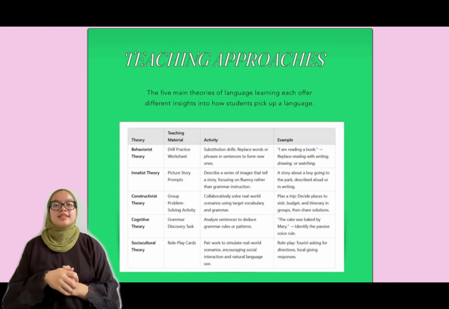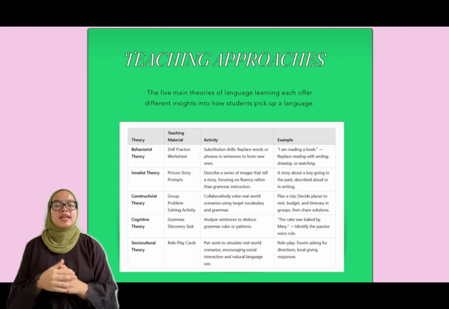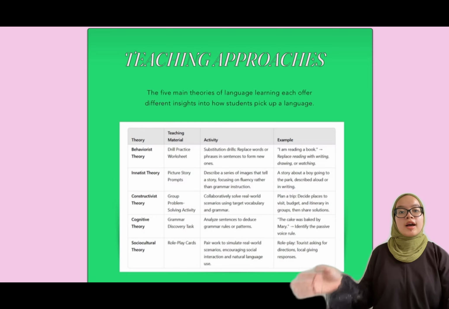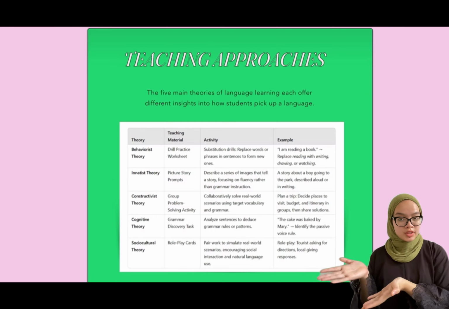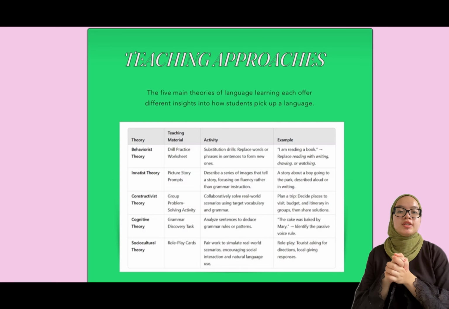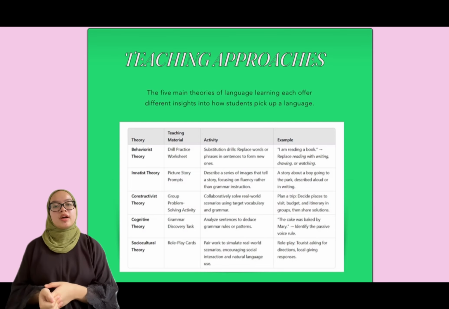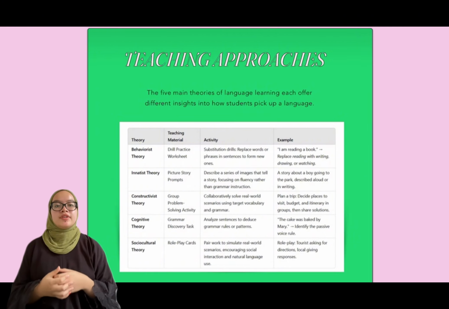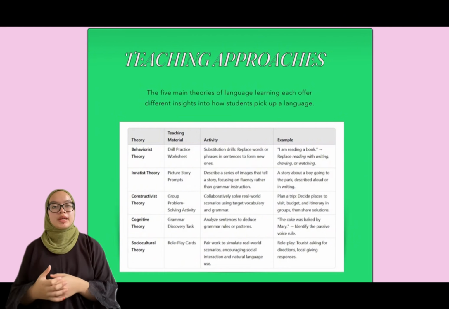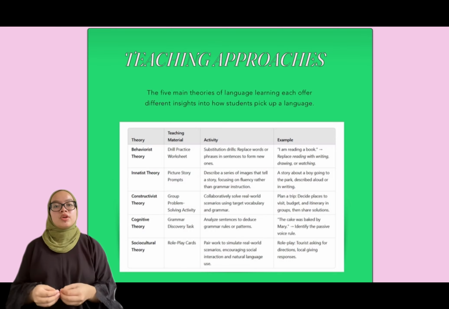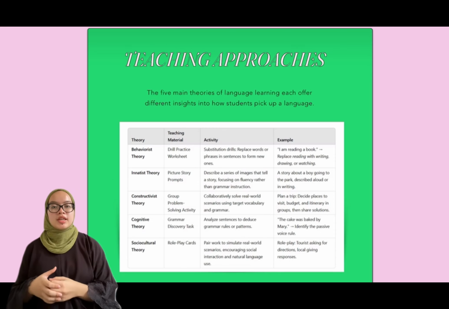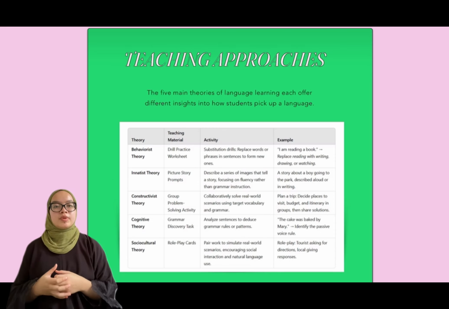Now, let's look at some of the main teaching approaches that can be used to support these strategies and learning styles. I've also included the material that we can use based on the teaching approach. From my perspective, the five main theories of language learning each offer different insight into how students pick up a language. First of all is behaviorism, the theory that focuses on repetition and reinforcement, which is particularly effective for beginners.